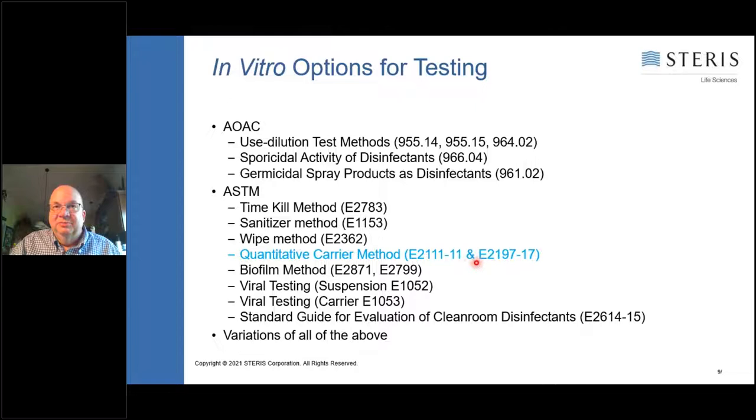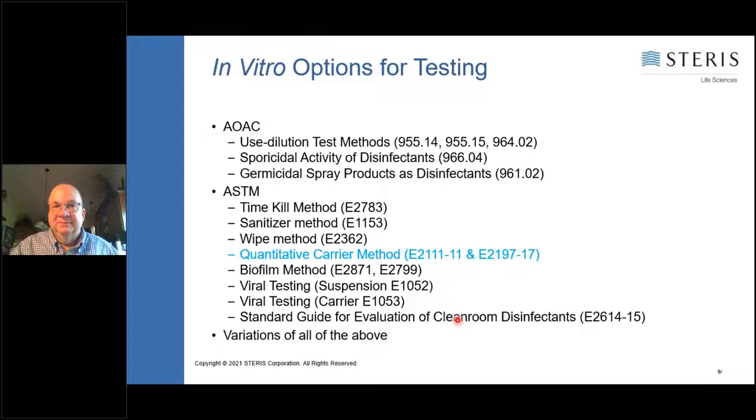There are also a couple methods out there for virucidal testing. So one of the most important ones would be the coupon method, which is E1053, and that is used a lot in the industry as a coupon test method for enveloped and non-enveloped viruses. And my colleague Dan was involved here, or is involved rather, with the standard method for clean room disinfectants here.